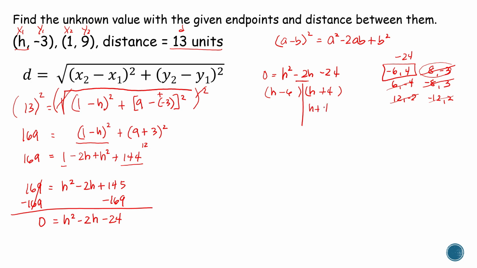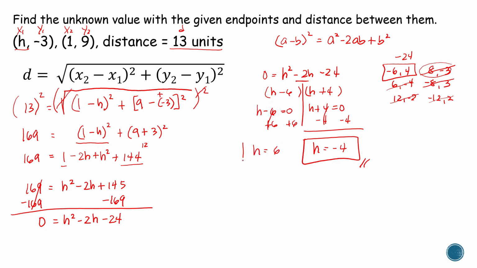So h plus 4 equals 0. Subtract 4 on both sides, therefore h equals negative 4. So that's one. h minus 6 equals 0. Add 6, therefore h equals 6. So there you go. These are the possible values of h.